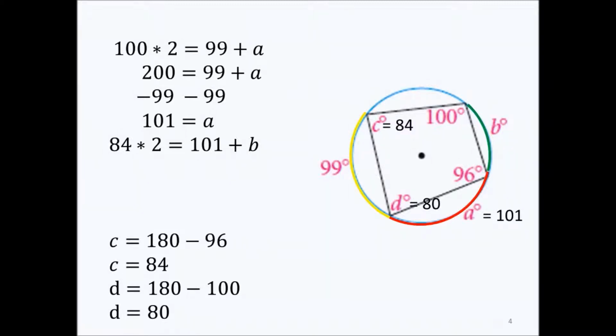The rest becomes algebra. 84 times 2 is 168. We subtract 101 from both sides. 168 minus 101 is equal to 67. So arc B is equal to 67.